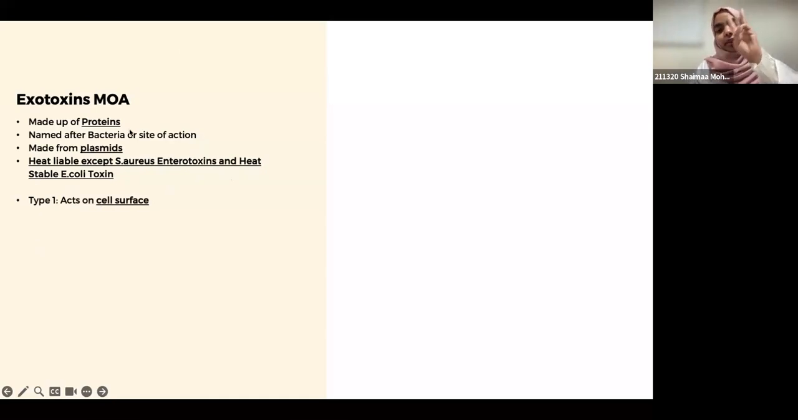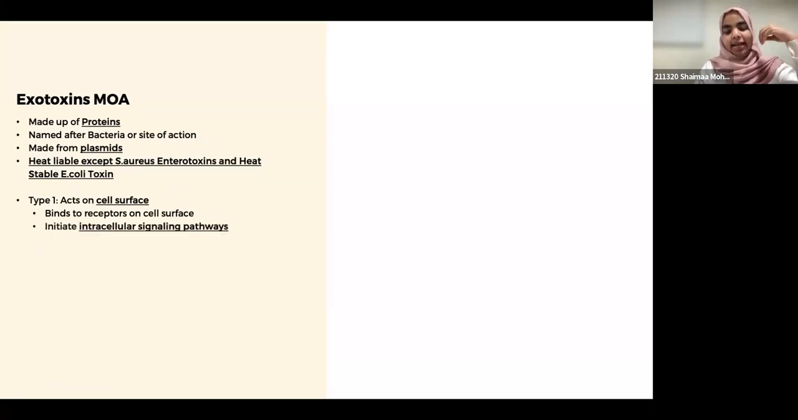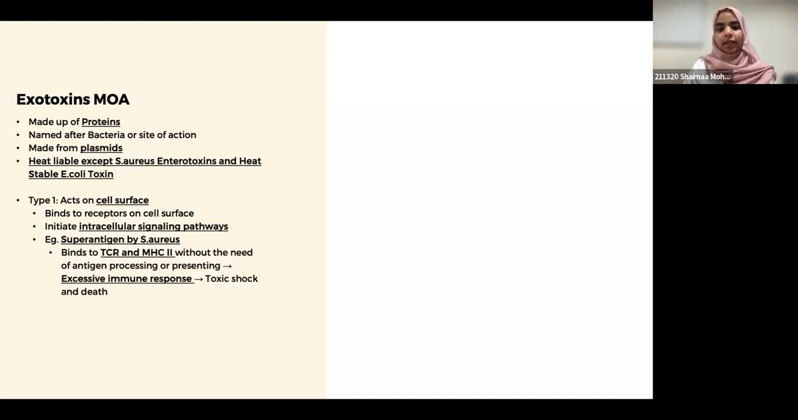So exotoxins, they have 3 mechanisms of action. So the first type of exotoxins, they act on the cell surface. So they bind to receptors in the cell surface or in the cell membrane. And then by binding to these receptors, they're going to cause intracellular signaling pathways and basically cause the damage that way. An example of this, and it's very important to remember the examples, is the superantigen of Staph aureus. So the superantigen of Staph aureus works by binding to receptors on the cell surface, okay?